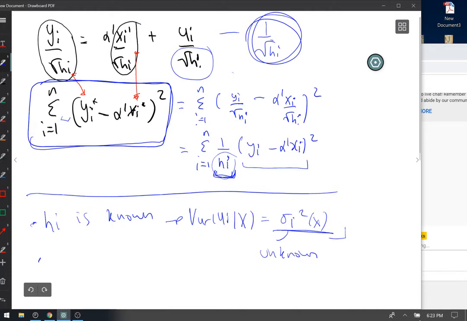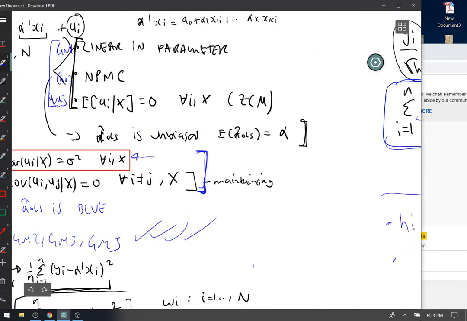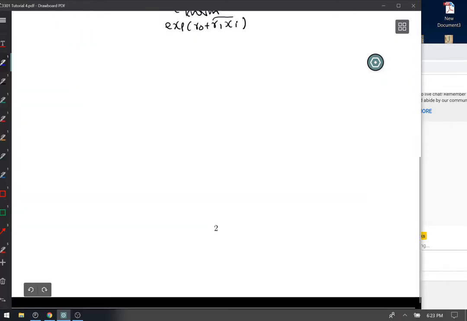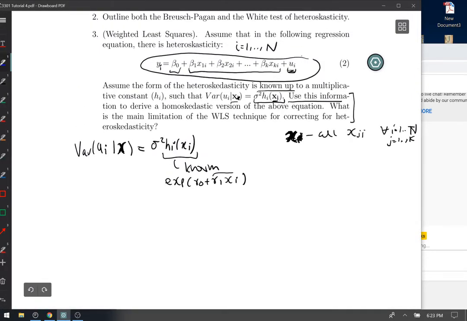Another one is that... well, that's the main one. Given that in this question you know what the weights are, what is the main limitation of the W?